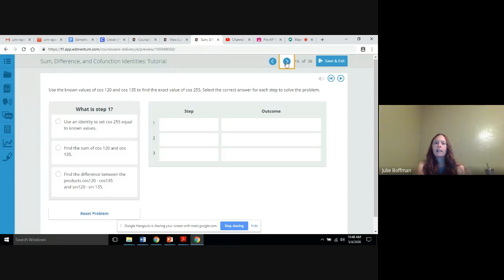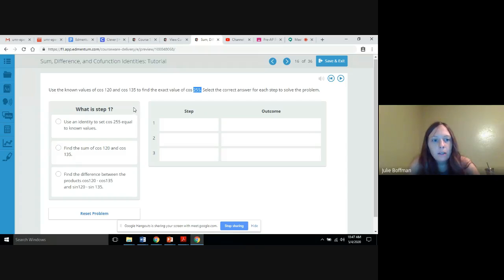This next slide is walking through how to use it. I will say the way they word it is kind of confusing, so I'll go through and do this one with you. But if you want to, pause the video and try this on your own. It says, how could we use the known values of cosine 120 and cosine 135 to find the exact value of cosine 225? What's the first thing we're going to do? In your own words, you should think, I know I could break up 225 as 120 plus 135.